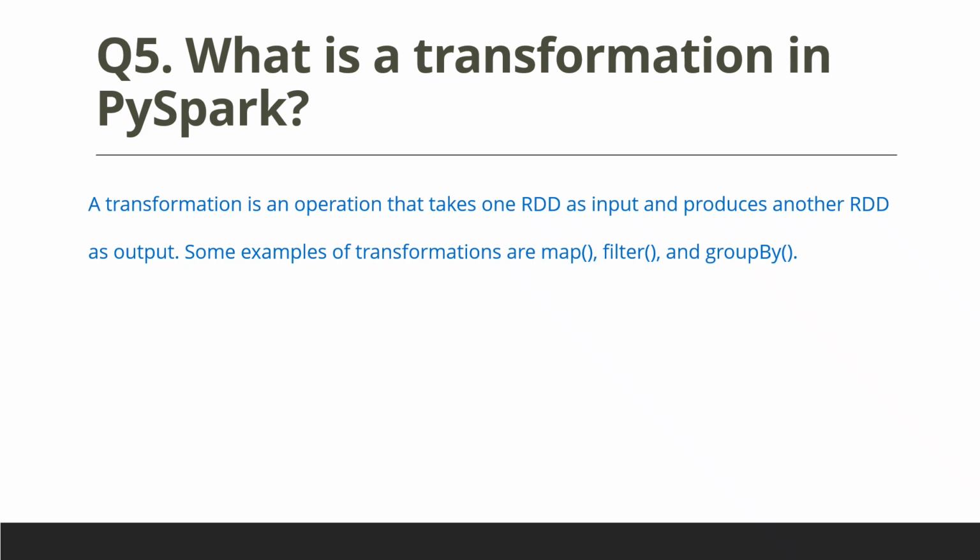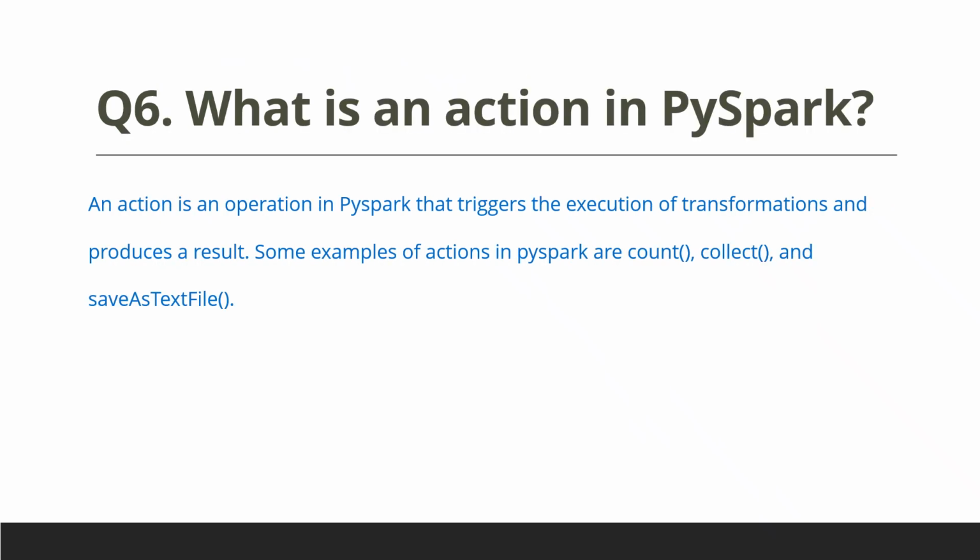Let's move on to the next one. Next is: what is an action in PySpark? So an action is an operation in PySpark that triggers the execution of transformations and produces a result. Some examples of actions in PySpark are count, collect, and saveAsTextFile.